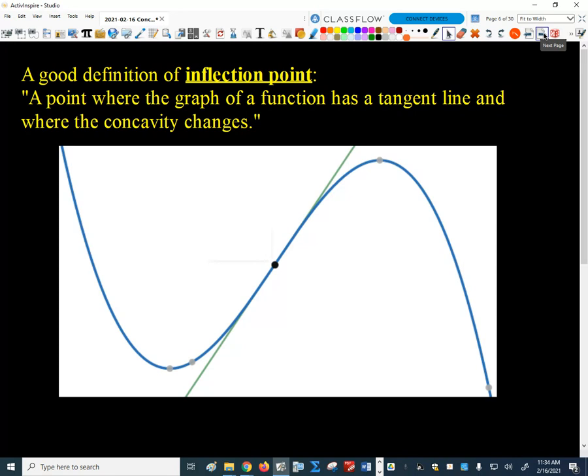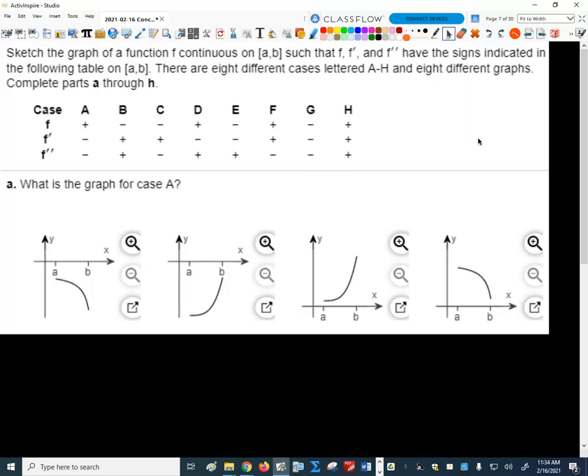Okay, so we're getting to a point now where we have maybe a little better feel for what an inflection point is, what concavity is. Now let's put this stuff to work a little bit. Let's just do a little practice.